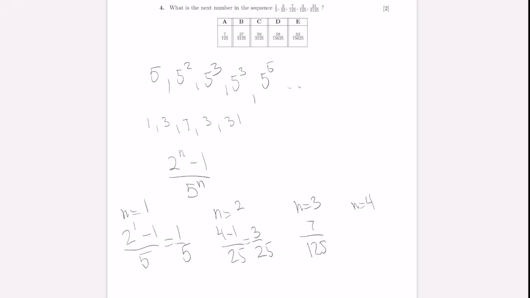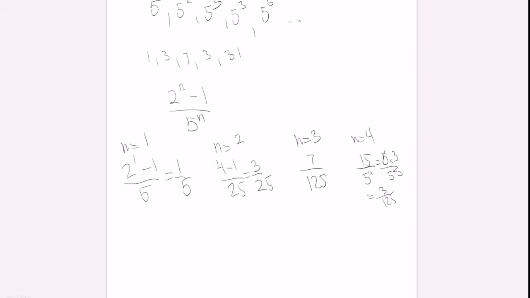16, take away 1, which is just going to be 15. Divide that by 5 to the power of 4. So this here will then provide some division. So what is that going to be? 5 times 3 over 5 to the power of 4. So this here is just going to be 3 over 125. You can do that check for n is equal to 5 as well if you wanted to.